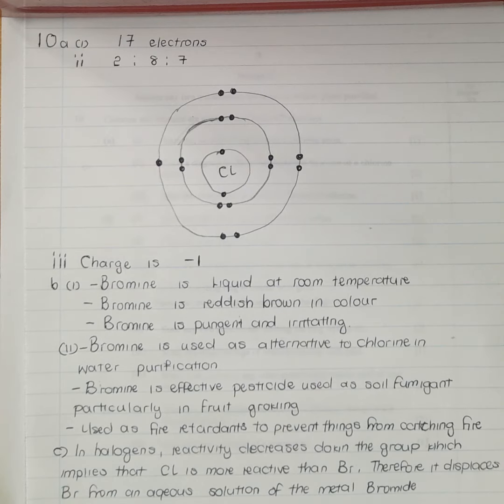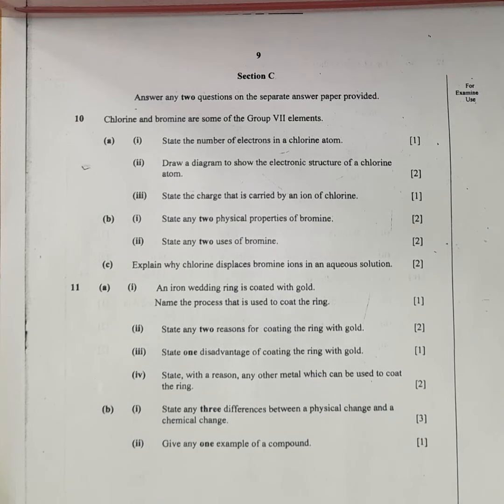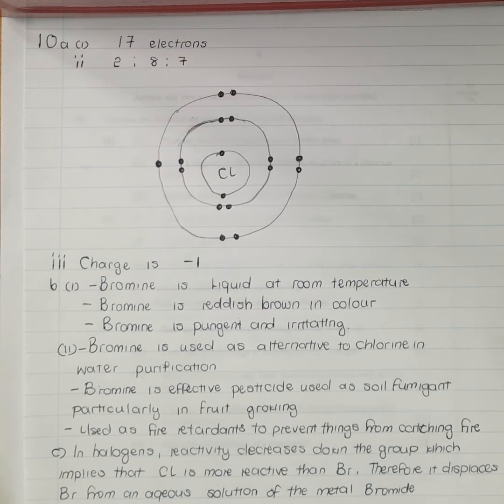Let me re-explain the last question. We are supposed to explain why chlorine displaces bromine ions in an aqueous solution. In halogens, that is the group 7 elements, the reactivity decreases down the group, which implies that chlorine is more reactive than bromine. Therefore, it is going to displace bromine from an aqueous solution of metal bromide. So this was the complete solution of number 10 that was in Combined Science Paper 2, June 2024.